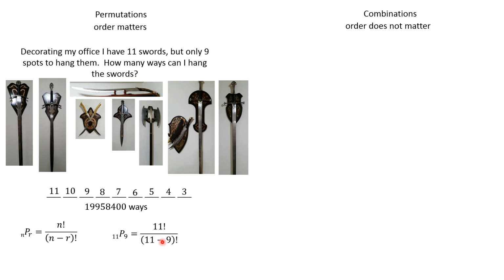You have to do the subtraction, and then you factorial. 11 minus 9 is just 2. So it's 11 factorial divided by 2 factorial. Well, 11 factorial is 11 times 10 times 9 times 8 times 7 times 6 times 5 times 4 times 3 times 2 times 1. And the 2 factorial is 2 times 1, so those two cancel, giving us 11 down to 3. And so this works perfectly with that.